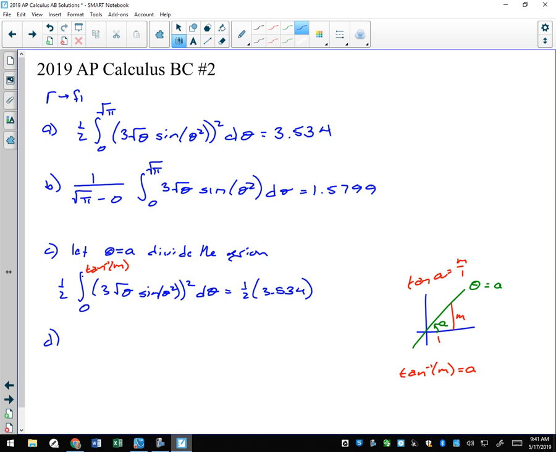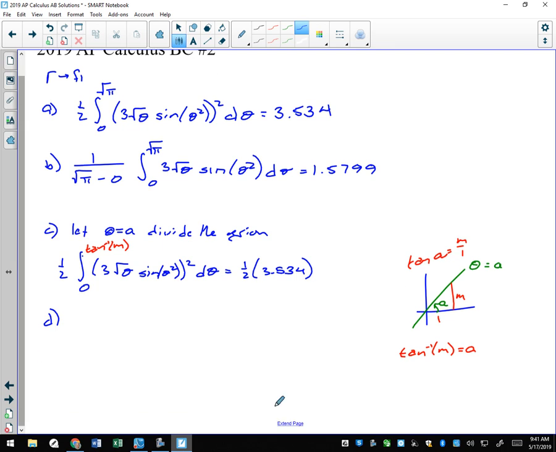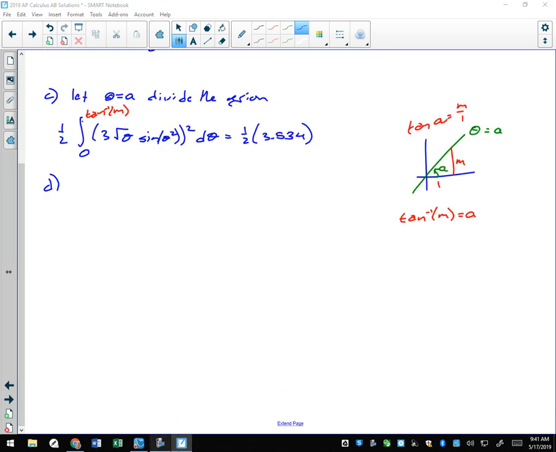For a positive K, let A of K be the area of the portion of the region S that is inside the circle R equals K cosine theta. Find the limit as K approaches infinity of A of K. How am I on time? Pretty good. All right.